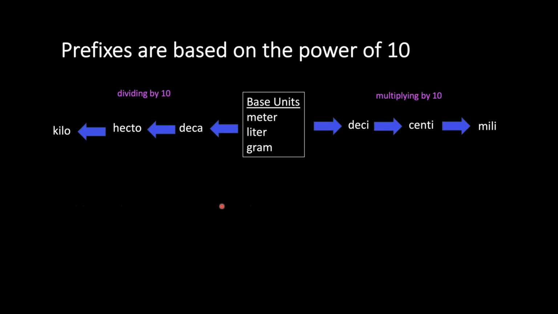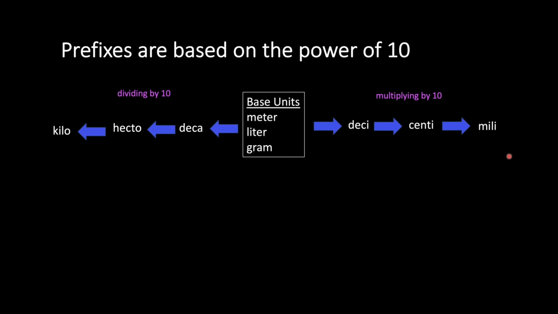The prefixes are based on power of 10. That means for every prefix, there's a step. That step is going to be 10 times larger or 10 times smaller from the base unit. So if we go to the right, starting from your base unit, let's say we go to deci, that's one step. Then centi, that's another step. And to milli, that's another step. Each step, you're multiplying by 10 to represent that prefix.